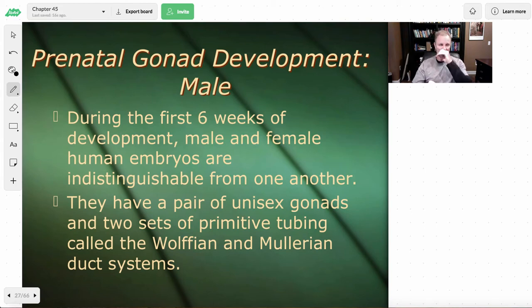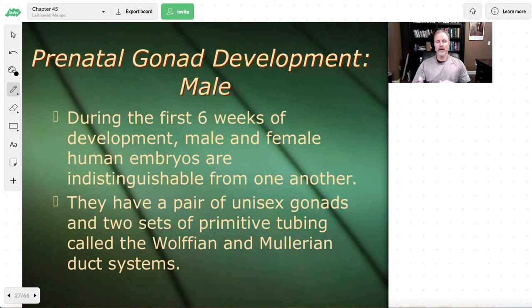All right. As far as prenatal gonad development in males, during the first 6 weeks of embryonic development, you can't distinguish a male from a female embryo. They look remarkably similar in that they have a pair of unisex gonads and two sets of primitive tubing, the Wolffian system and the Mullerian system. If you recall in class, I said men are kind of hairy like wolves, so that's a way you can remember the Wolffian system is what's going to become the male reproductive system.